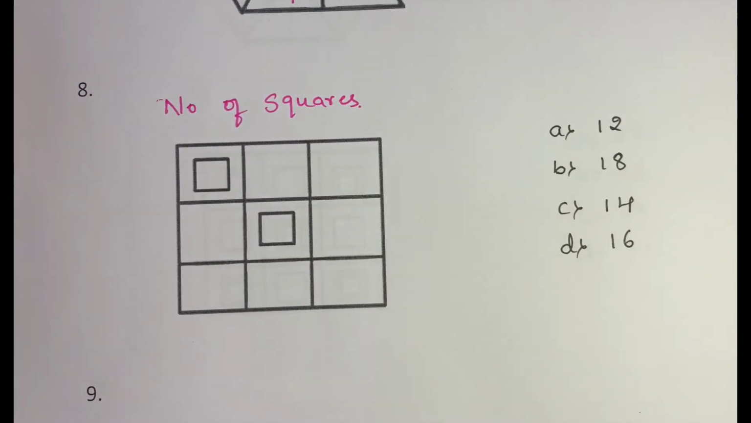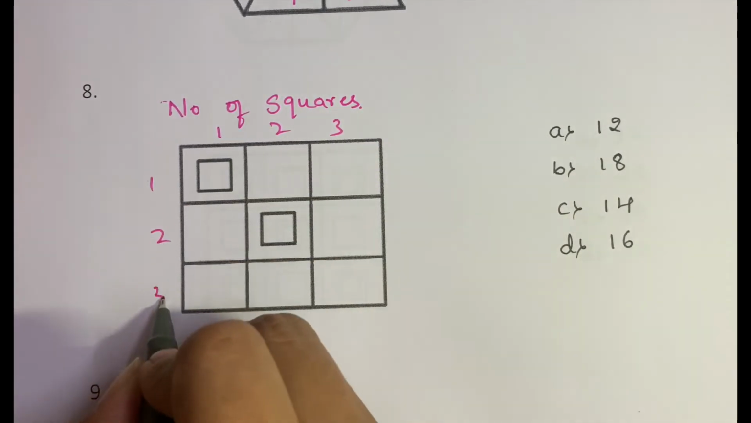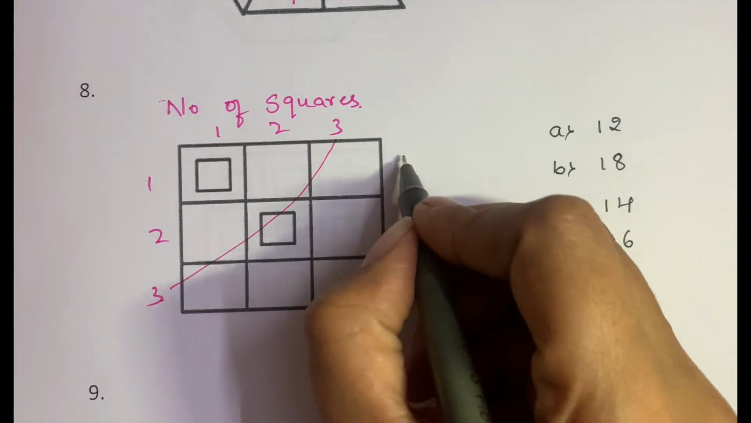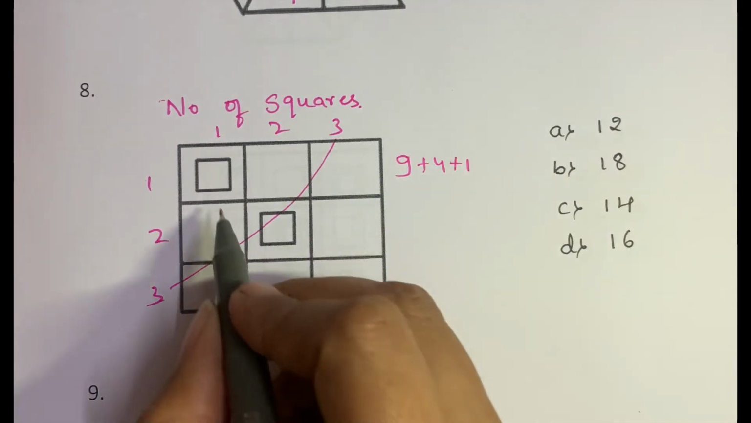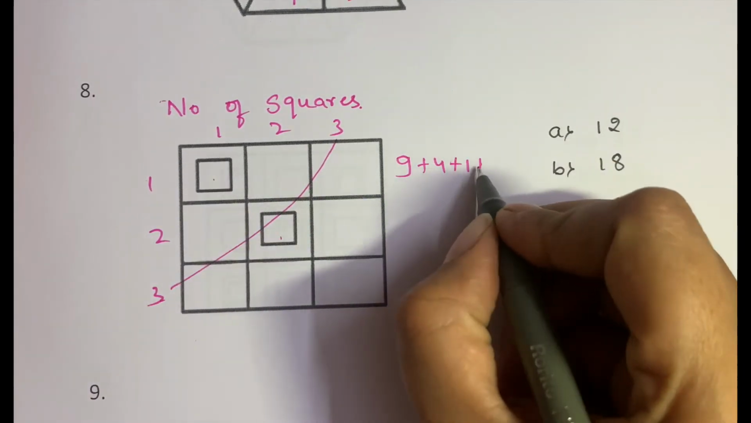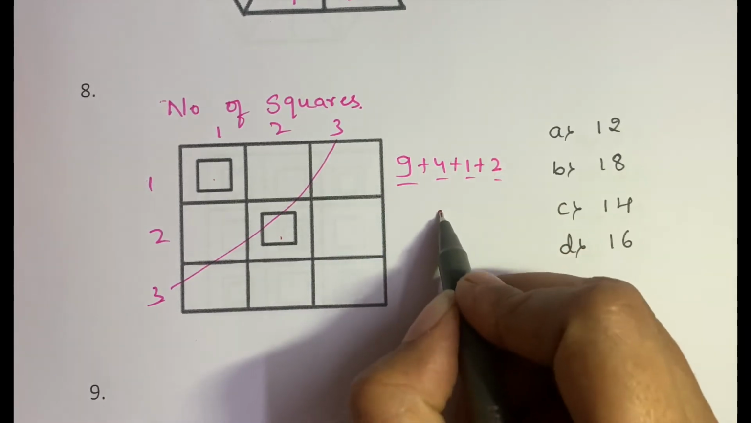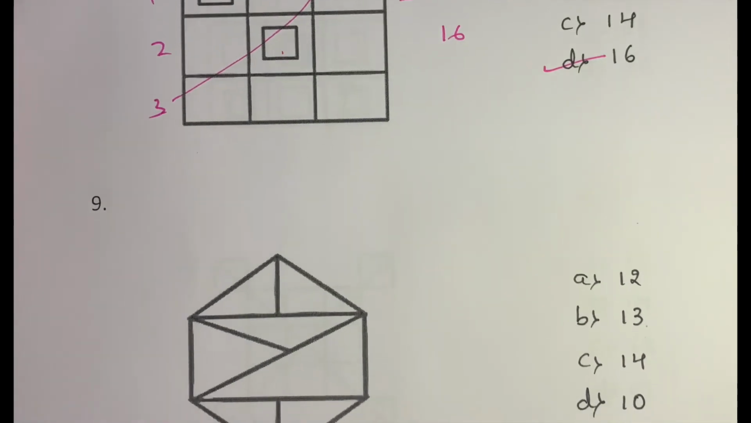Count the number of squares. So how do you count the number of squares? 1, 2, 3, 1, 2, 3. So if it is square, how do you count it? This is 3, 3. 3 square, 9, 2 square, 4, 1 square is 1. And then we have these extra inner squares. So how much it is? 9, 10, 14, 16. So 16 is the answer. Okay. Then moving on to the next one.